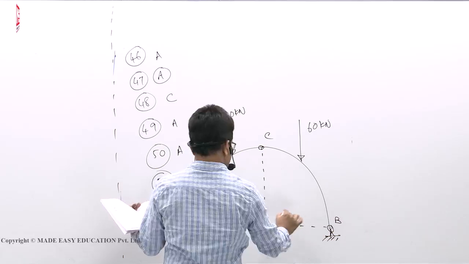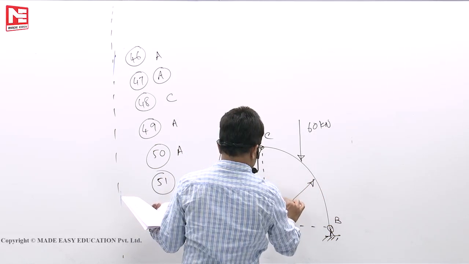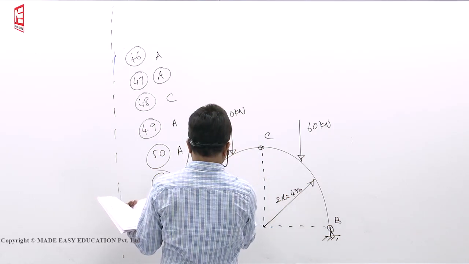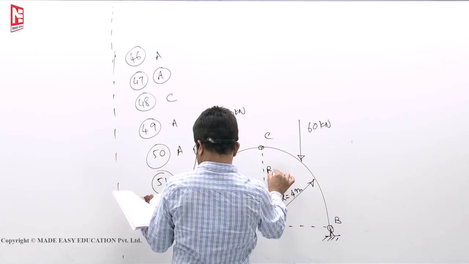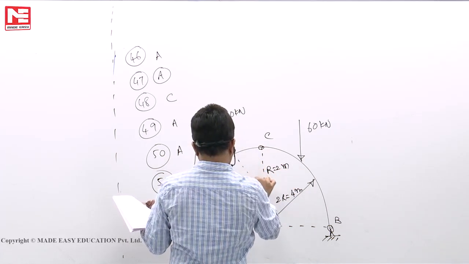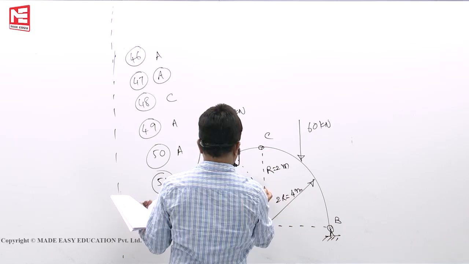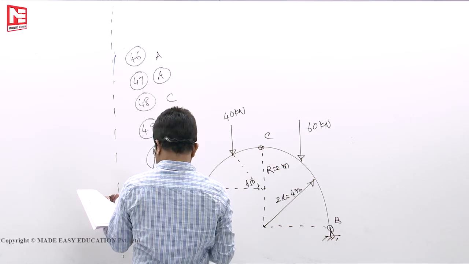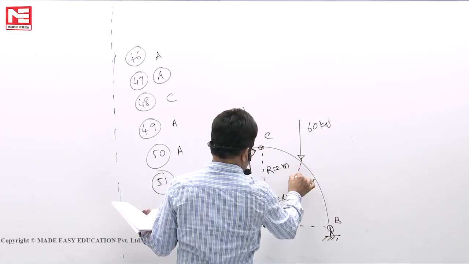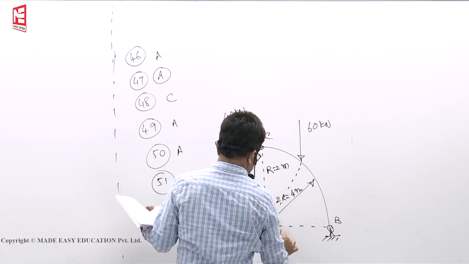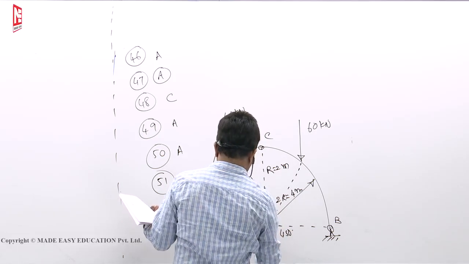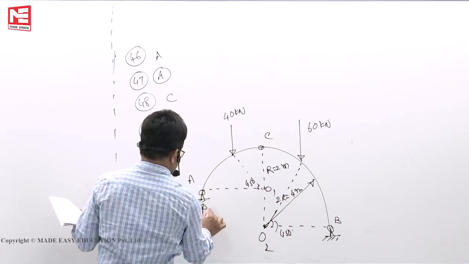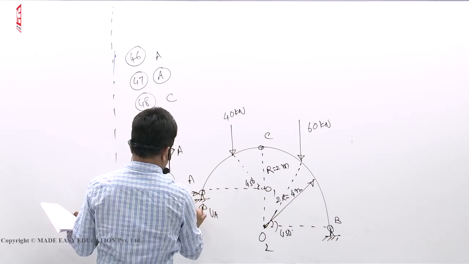One question we have solved on this. This radius is 2r, let us say 4 meters. This radius is r, let us say 2 meters. This angle of inclination is 45 degrees. So 2 meters at 45 degrees means somewhere it will cut here. We can find that. This is also 45 degrees. This point let us say O, and this is O1.